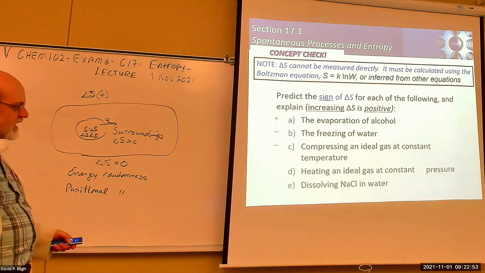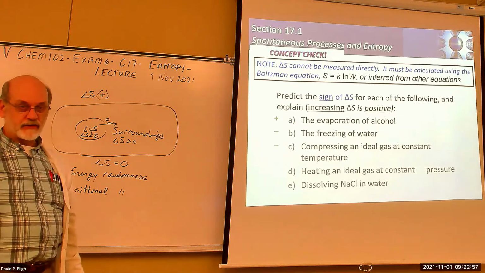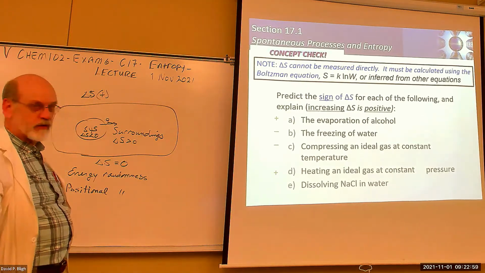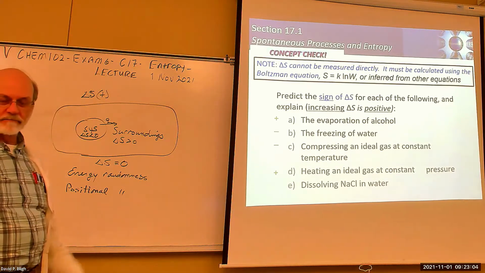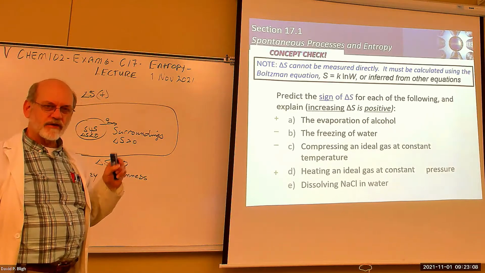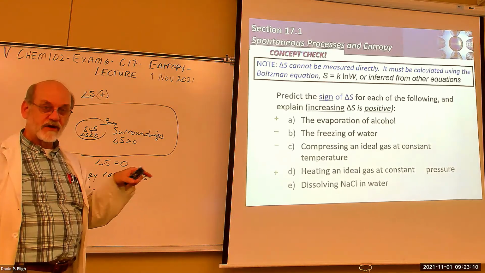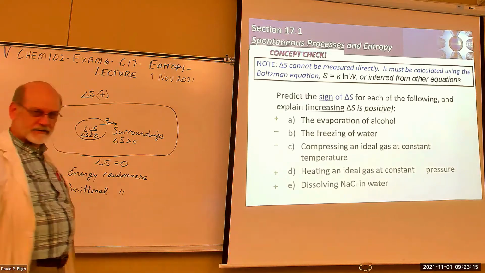Heating an ideal gas at constant pressure. Now you're increasing the energy randomness. So that would be positive. And dissolving sodium chloride in water. So you're giving the sodium and the chloride ions more places to go. Yeah, should be positive.